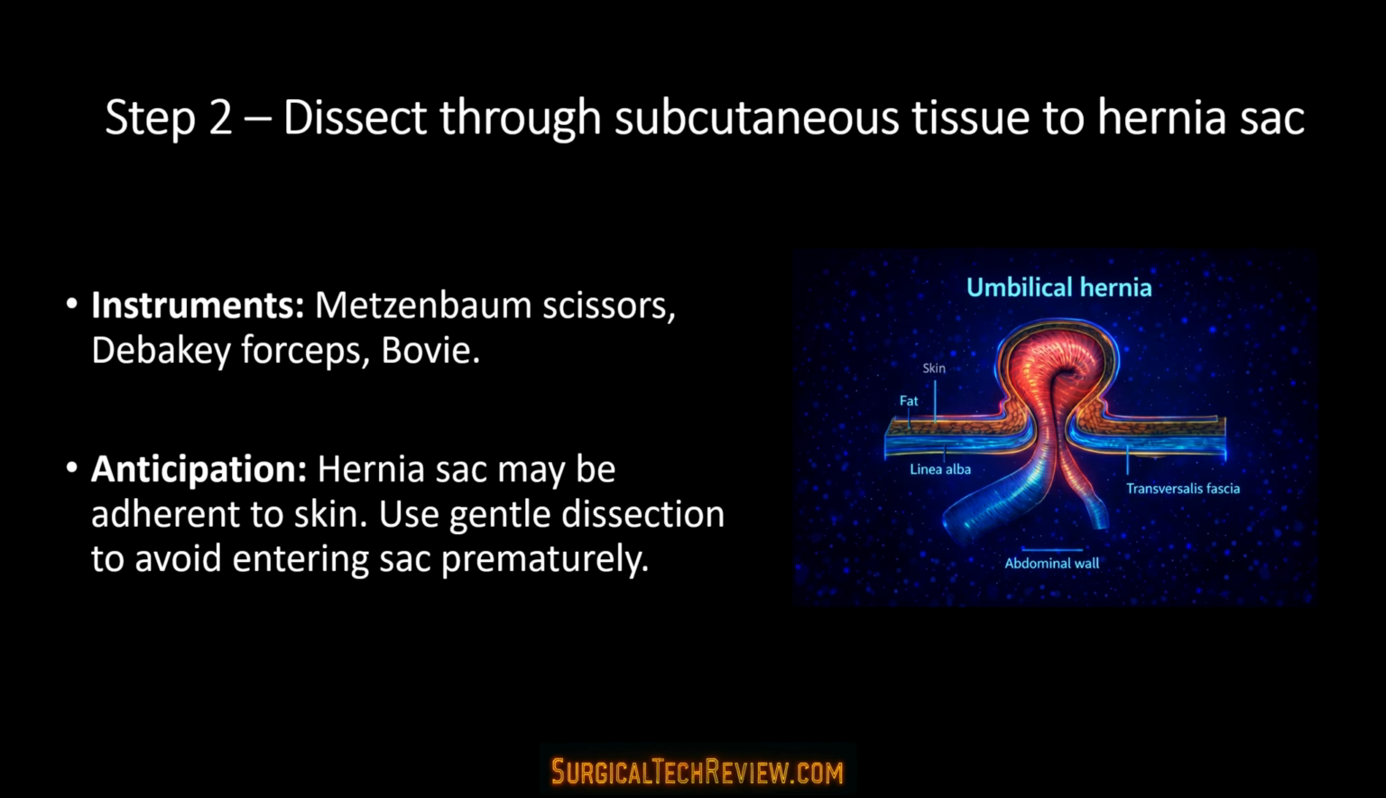Step 2. Dissection to sac. Gentle dissection is key. The sac may be adherent to skin. Avoid entering it prematurely. For the surgical tech, the instruments you can expect may be Metzenbaum scissors, DeBakey forceps, or a Bovie. For your anticipation, the hernia sac may be adherent to the skin, so the surgeon is going to use that gentle dissection, so you're going to be handing them smaller scissors in order to dissect.